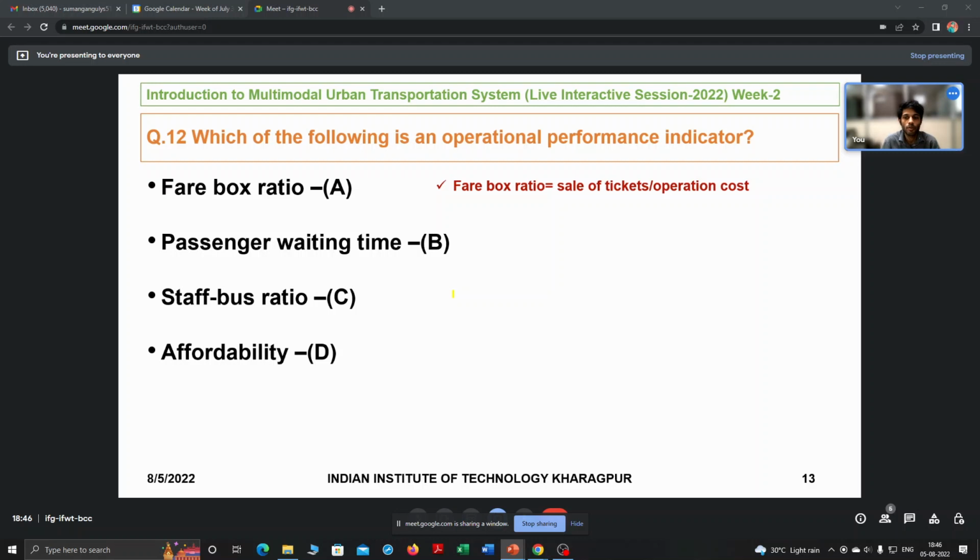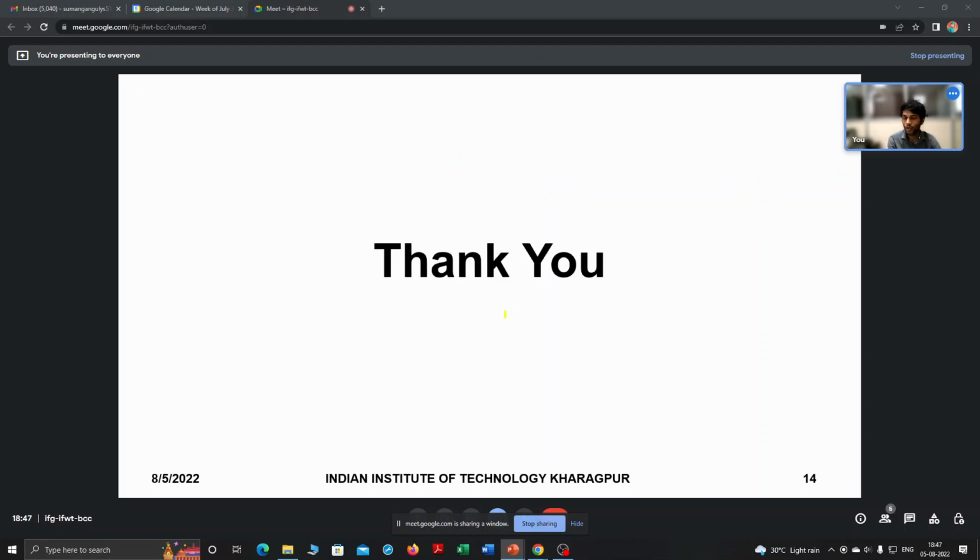So what is affordability then? Affordability is also related to the passenger, whether the fare is significantly higher or the fare is subsidized. Right? So the correct answer to which of the following is an operational indicator is C. So Prashant, you were right at that time. Thank you. So it is the end of my presentation.